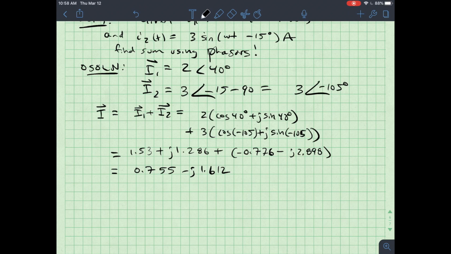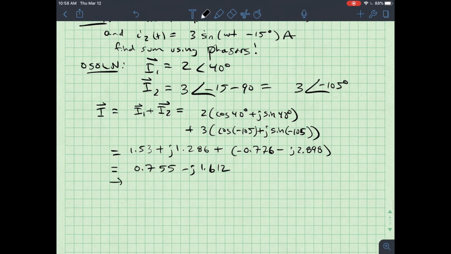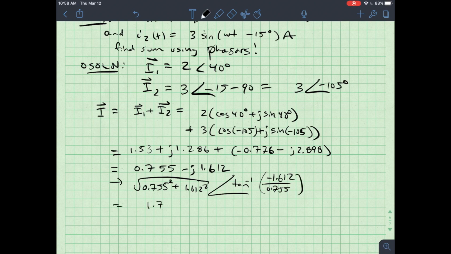I need to convert this to polar. So this is the square root of 0.755 squared plus 1.612 squared, angle inverse tangent of negative 1.612 over 0.755, which is equal to 1.77 angle negative 64.93 degrees amps.